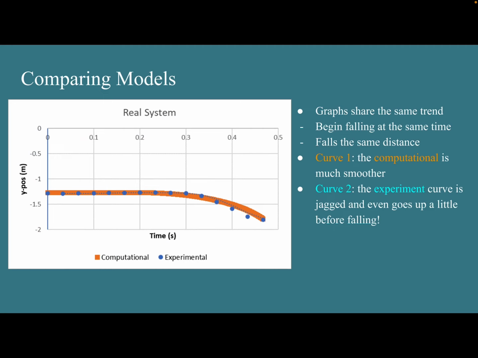When obtaining data from Tracker and VPython, I modeled this graph to compare the different curves. It turns out that the graphs share the same trend. The graphs are flat in the beginning because the slinky is motionless. Next, they begin falling at the same time, and they fall roughly the same distance.